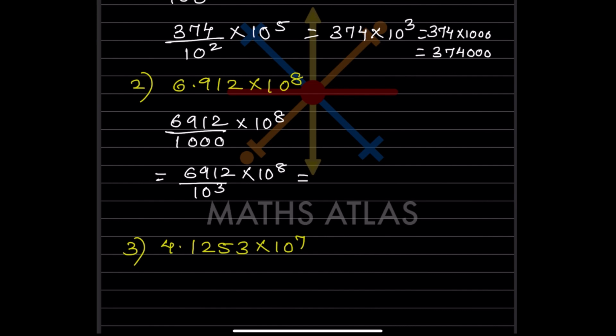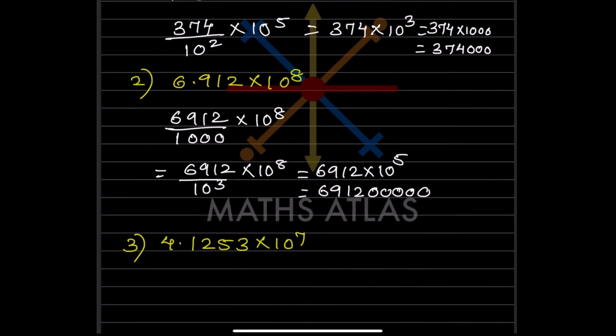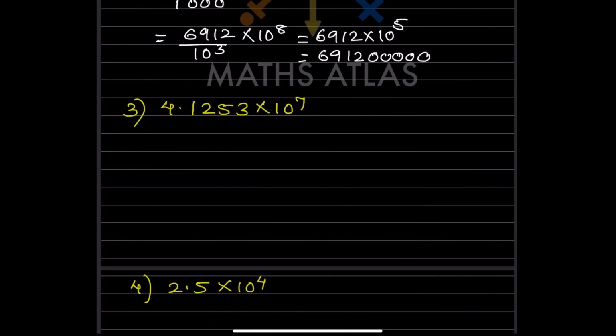So 10 raised to 8 divided by 10 raised to 3 means it is going to be 10 raised to 5. So now what are you going to write? You will write here 6912 and we will put here 5 zeros. 1, 2, 3, 4, 5. Hope this is clear. Now the next one.